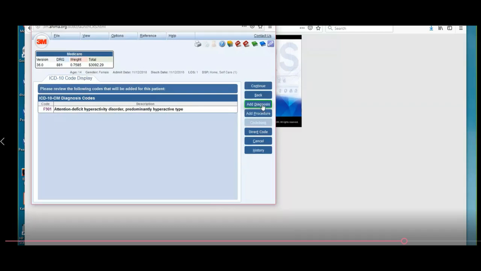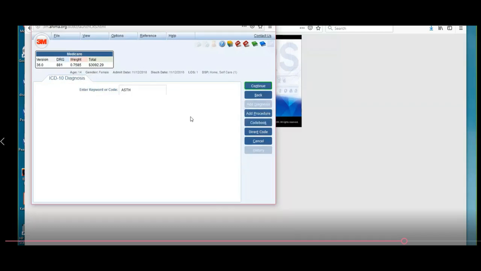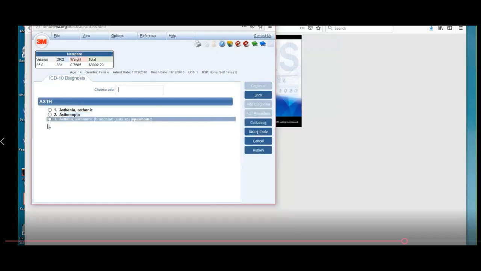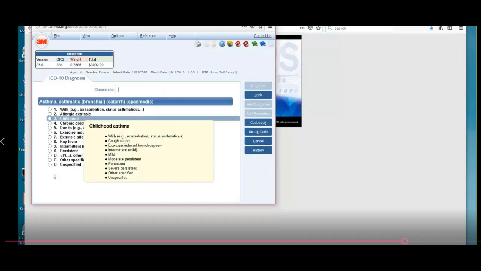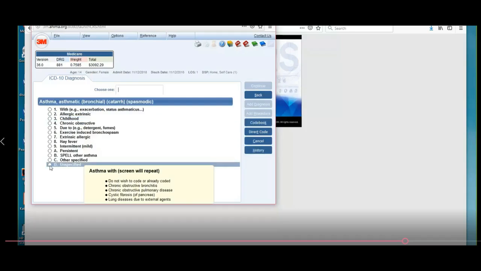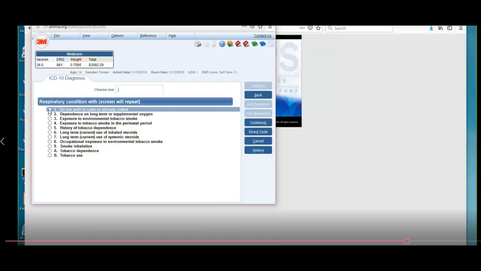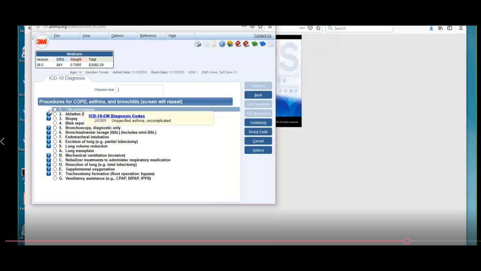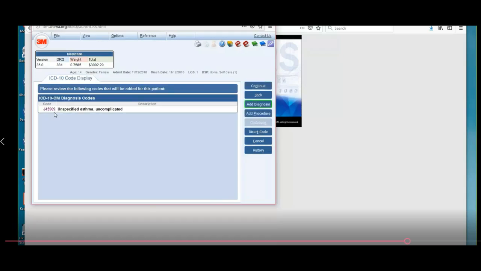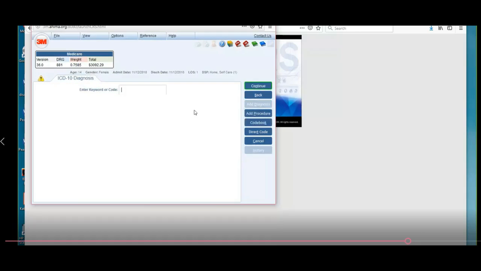And now the asthma. And we don't know what kind of asthma. It didn't say if it was allergic or exercise, hay fever, so we're going to pick unspecified, the D. And there's not any chronic lung problems. There weren't any exposures, no procedures. And then we want to code the family history of the alcohol abuse and dependence.